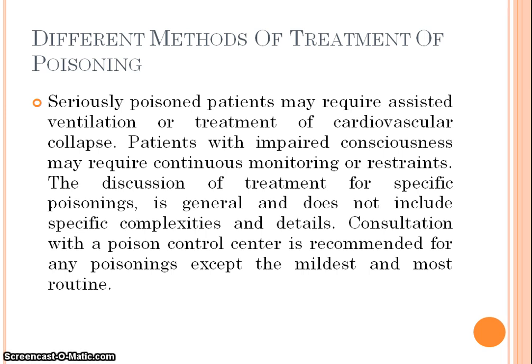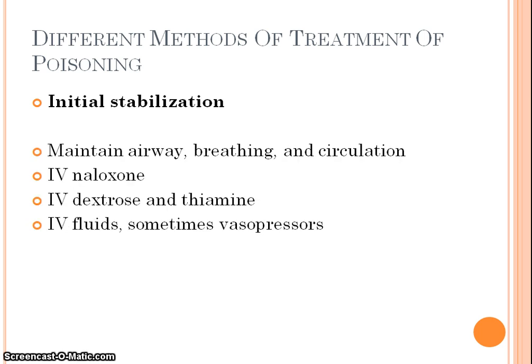The discussion of treatment for specific poisoning is general and does not include specific complexities and details. Consultation with a poison control center is recommended for any poisonings except the mildest to most routine. The initial stabilization is required by maintaining the airway, breathing and circulation, the intravenous supply of naloxone, intravenous admixture of dextrose and thiamine, the fluids that are to be given by intravascular route, and sometimes the vasopressor agents.